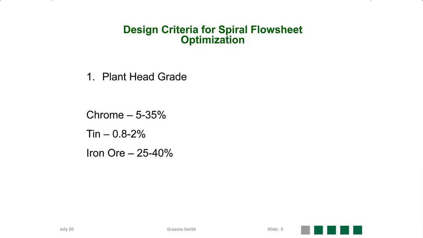So when we as a team start looking at your flow sheet and how we can actually optimize it, there are a few criteria that we actually start to look at. The first is plant head grade. Are you running a chrome plant with, say, 5 to 35% head grade, or tin? Maybe iron ore, 25 to 40%.